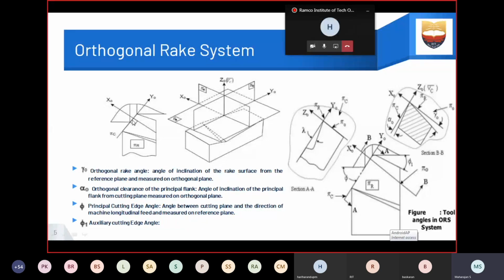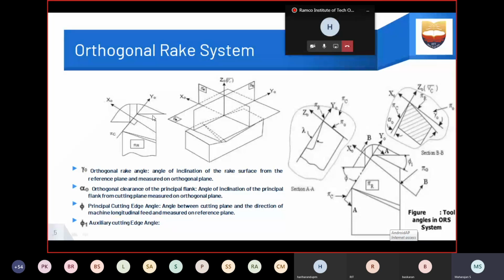This is actually the rake face of the tool. The edge of the workpiece, which is coming here, we are going to fit into the tool, and this is the flow of the chip in this direction. So this is the principal cutting edge angle, the angle between the X-Y naught line and this line, as well as the auxiliary cutting edge line.